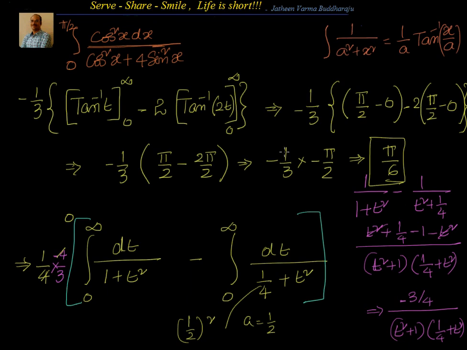So that is one of the interesting ways to solve this problem, how to find the definite integral of cos square x dx by cos square x plus 4 sin square x between 0 to pi by 2. The whole idea is to convert the numerator into secant square x so that we can convert the denominator into a function of tan x, so that I can say tan x equal to t, and reduce that to one of the standard integration formulas.